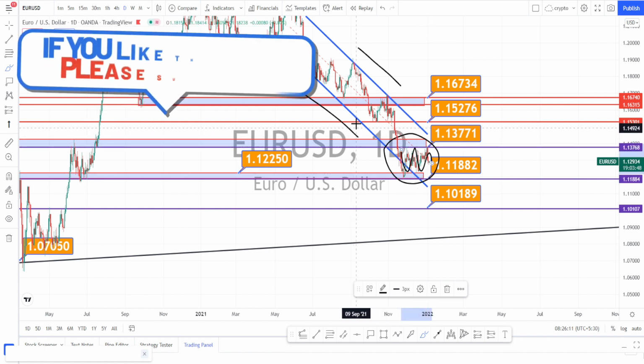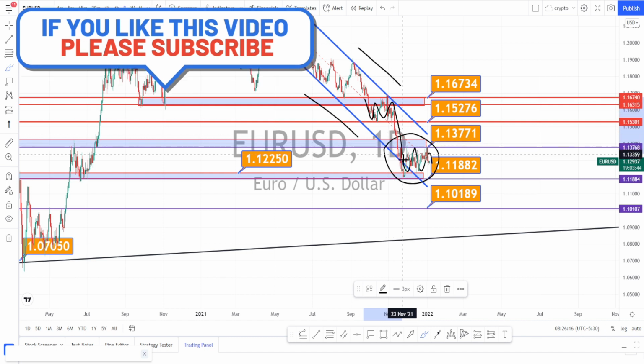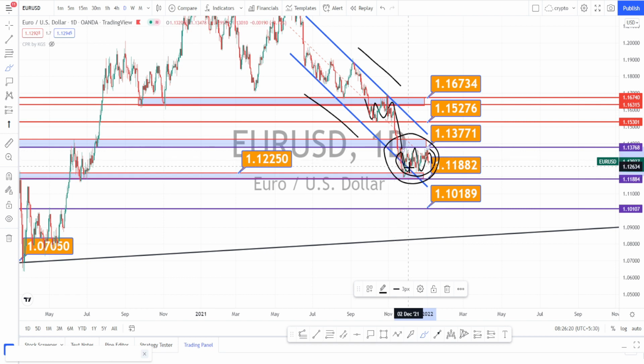So previously also when we look at the price action, it was range bound, then it started its bearish trend. So I am expecting it to consolidate around this area, then continue its bearish trend. Let us do the analysis in hourly time frame.